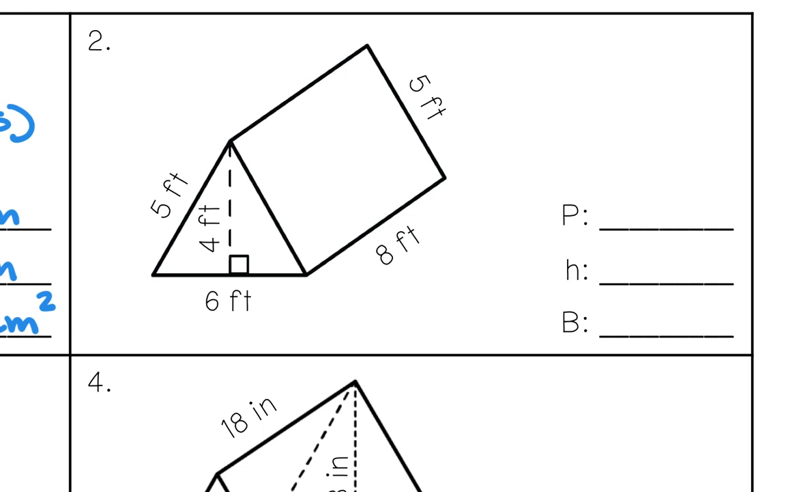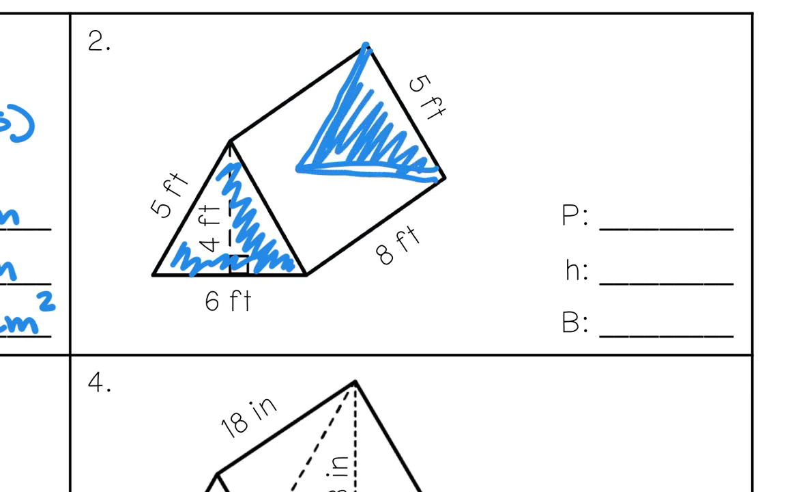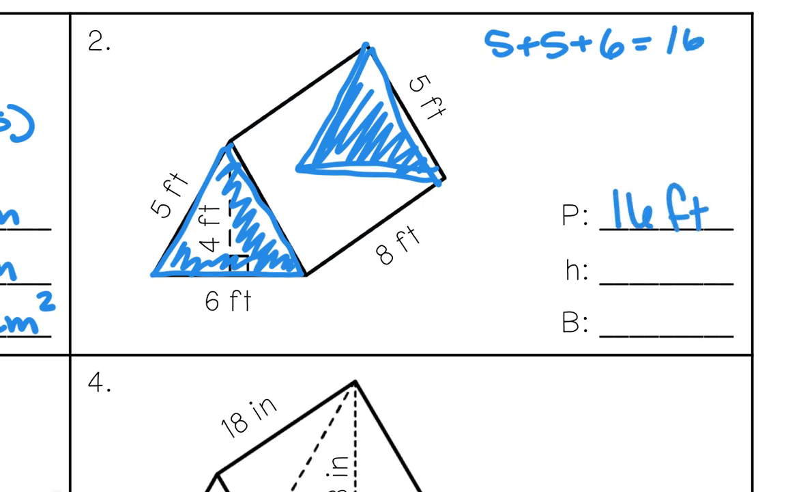Same thing for number 2 here. Your first step is going to be identifying your triangular bases, but if you'll notice, it only shows you one. But we can assume that there is a second triangular base back here. We just can't see it because we're not on that side of the prism. Your first step again is your perimeter of the base. Your base is 5 by 6 by 5. That 5 is back here. So 5 plus 5 plus 6, which should be 16. So 16 feet. Your height is 8 feet.